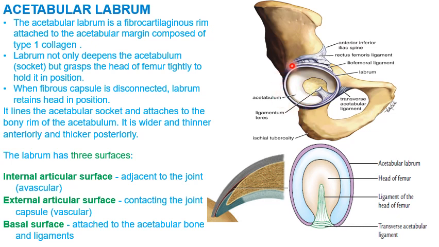So when the fibrous capsule is disrupted due to some injury, this labrum can still hold the head of the femur in its position. So this lines the acetabular socket, attached to the bony rim of the acetabulum. It is wider and thinner anteriorly and thick posteriorly. And this labrum, as we said, is triangular in cross section.